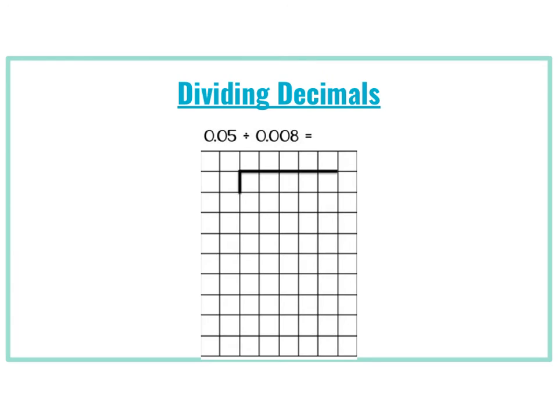In our next problem, I'm going to write that first number inside the house as my dividend, 0 and 5 hundredths. And the second number I'm going to write outside the house as my divisor, 0 and 8 thousandths.